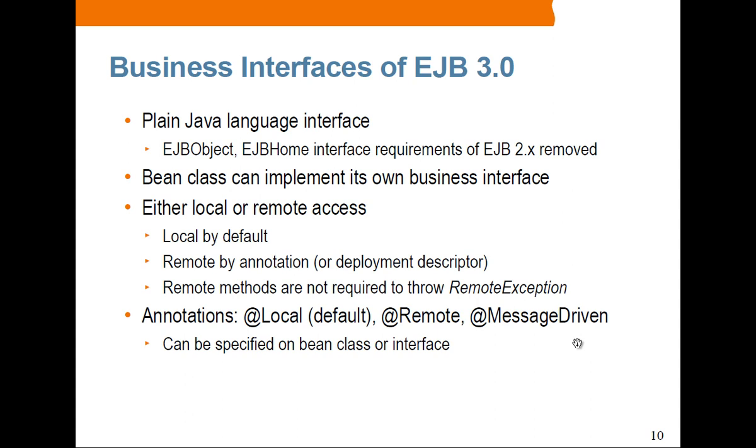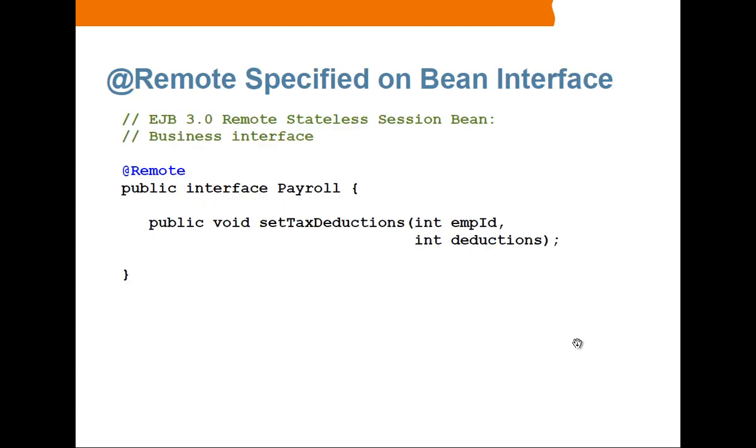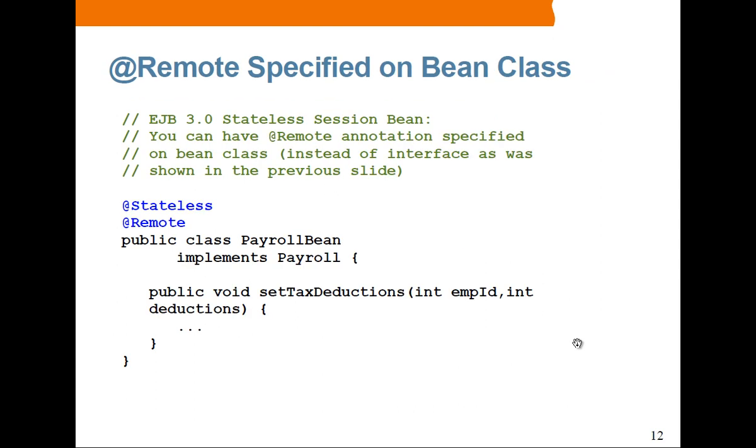And also you could have a message-driven bean, which we have already looked into in our JMS exercise. So this is the way that you can specify that this bean that implements this interface is a remote bean rather than a default local bean. And so if you want to make this bean stateless and remote, you specify these two annotations.